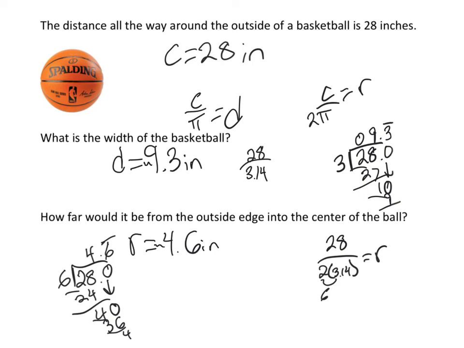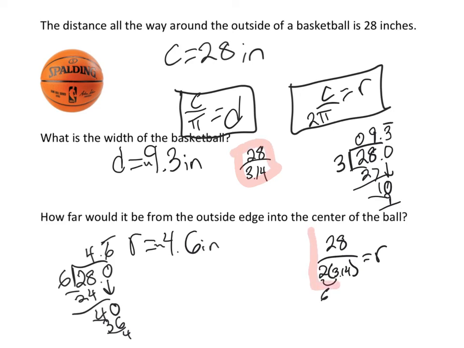So the diameter or the width of the basketball is about 9.3 inches, and the radius is about 4.6 inches. The main thing we need to know out of this lesson is how to get to these formulas and how we would set up the important part here. That's what we really need to get out of this. Make sure you know the formulas.